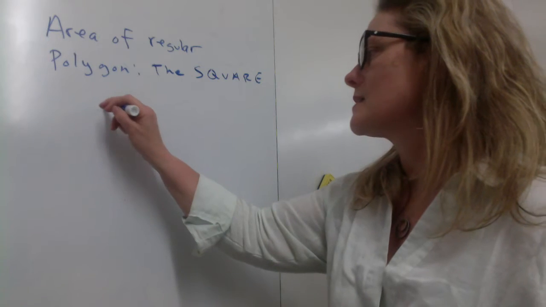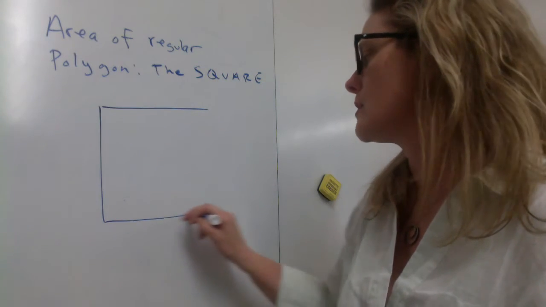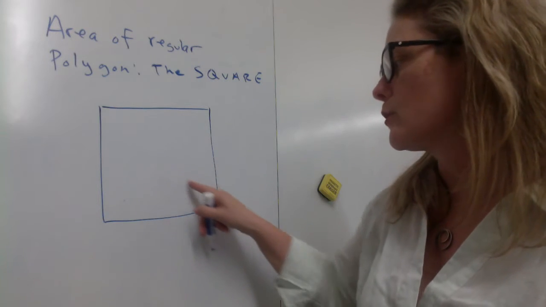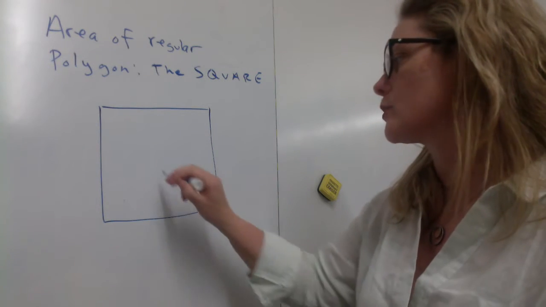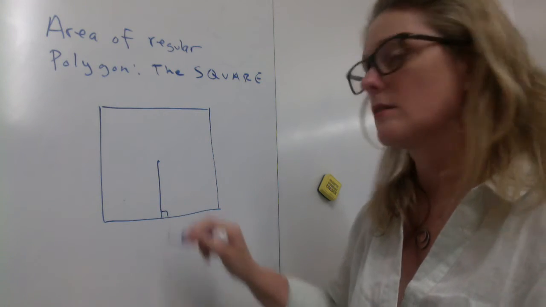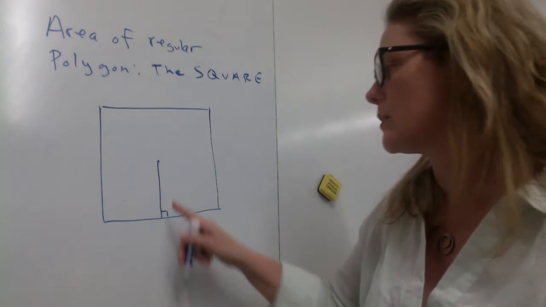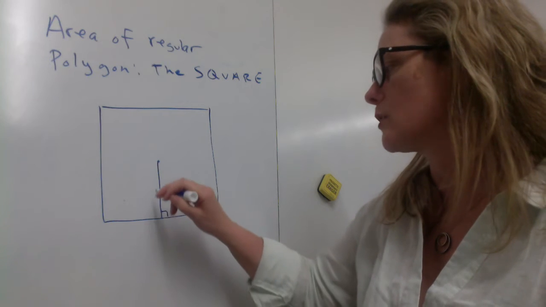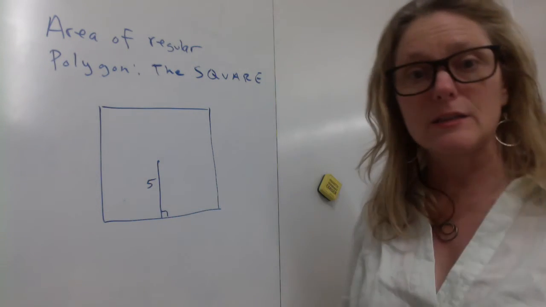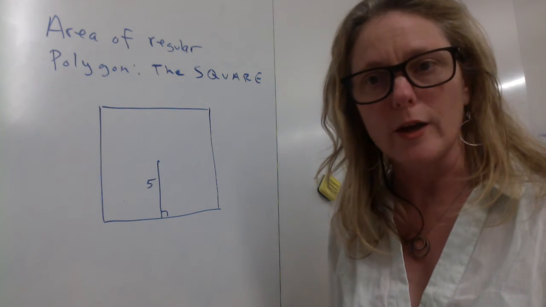Okay, so let's say again I have a square, and in the previous problem we were given the radius. Let's say I'm not given the radius. Let's say I'm just given the apothem. I'm given that this length, and I'm going to go ahead and call it 5. That's all I'm given. And I need to find the area of this square.